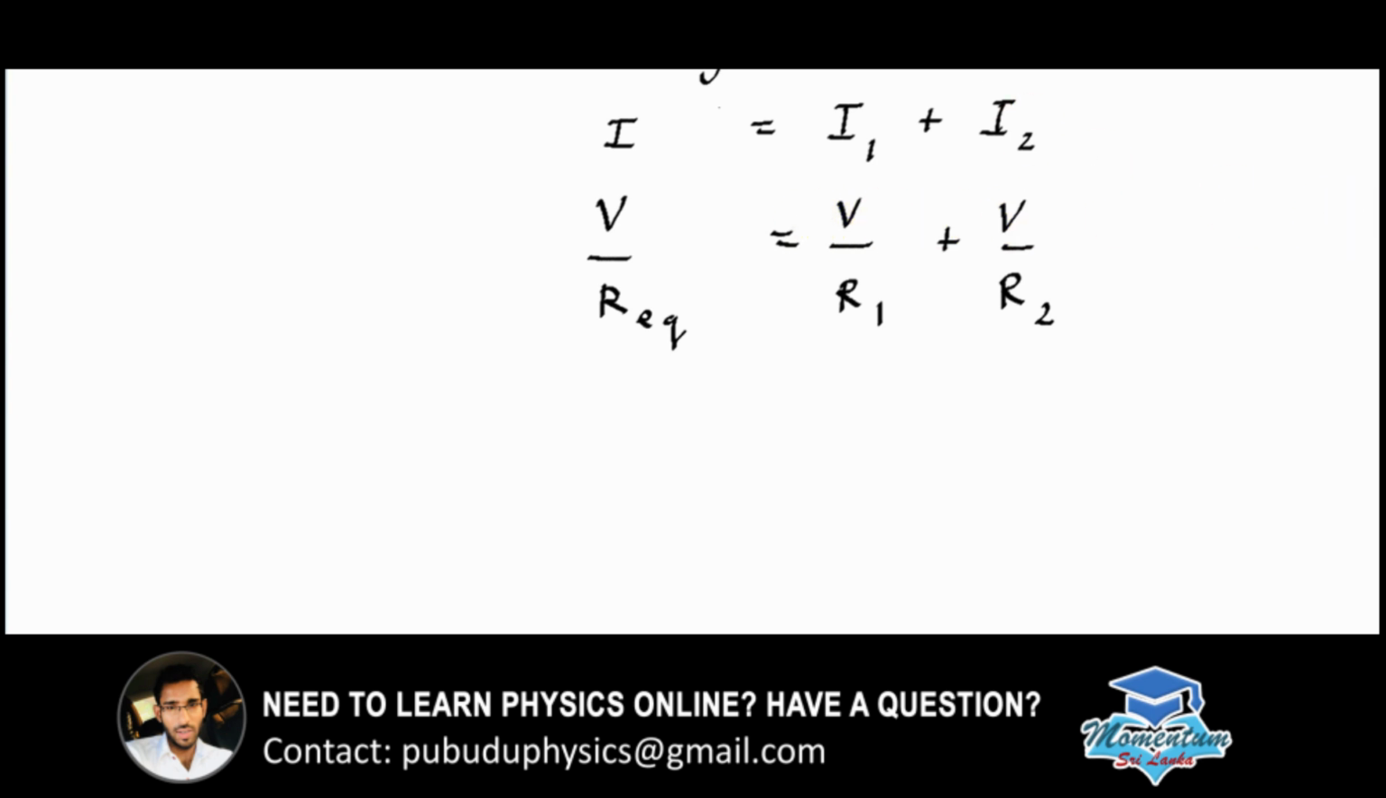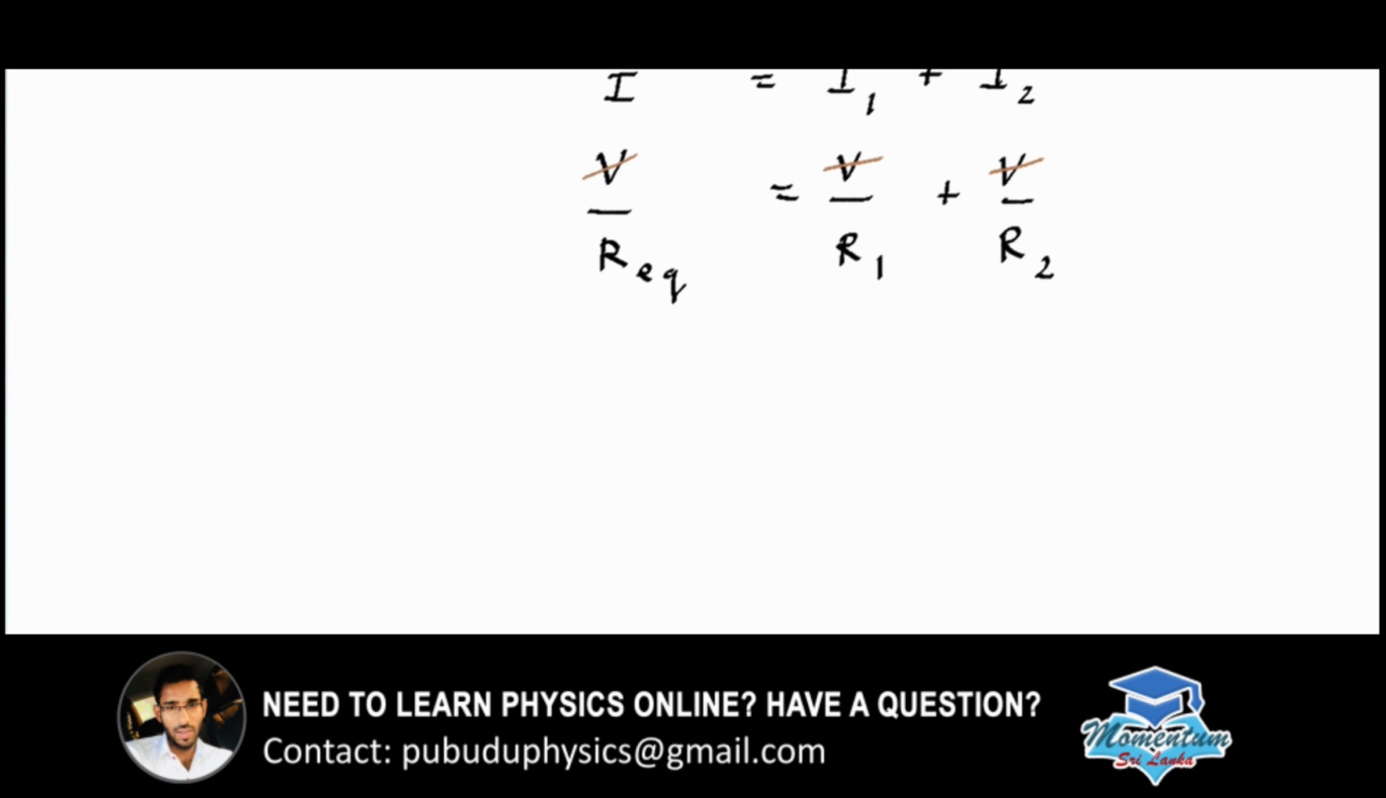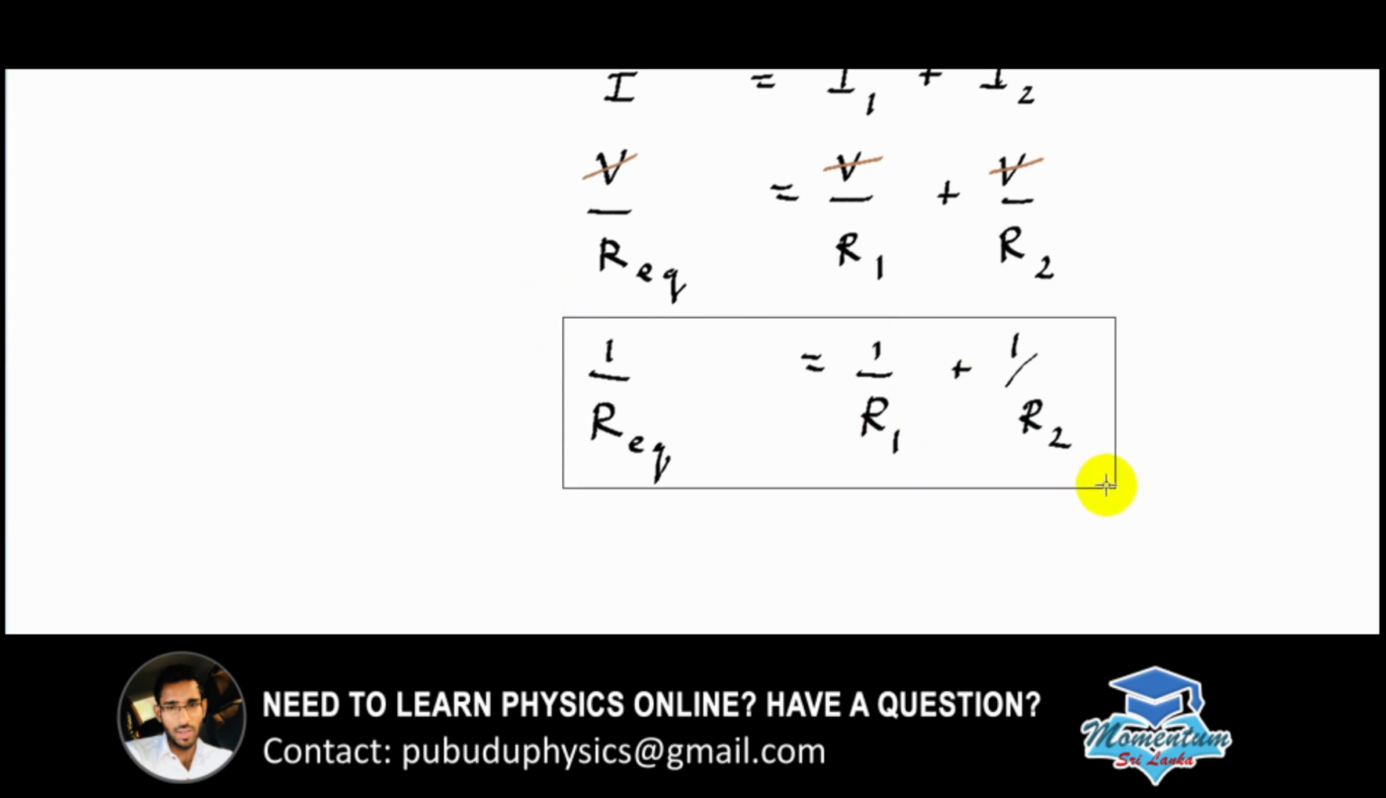Now you can simplify by cancelling out this common voltage term, and the equation becomes 1 by R equivalent. This is the equivalent resistance. So here 1 by R1, one of the resistances in the combination, plus the other resistance of the combination, 1 by R2. So this is the most popular way of stating this relation in general.